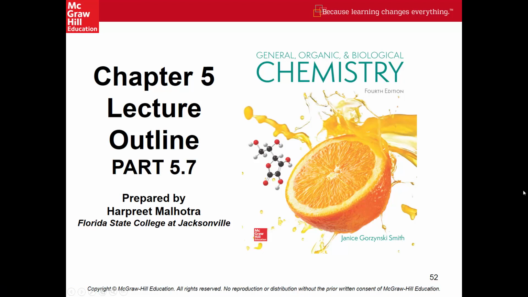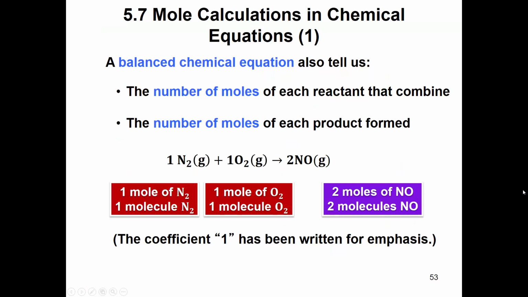Hi there. In part 5.7 we're going to be talking about using mole calculations in chemical equations. So in a balanced chemical equation we've been talking about that it tells us how many atoms or molecules that we have. It can also tell us how many moles of each reactant is going to form how many moles of product. And we use that by looking at the molar ratio, that is 1 mole of nitrogen, 1 mole of oxygen is going to produce 2 moles of nitrous oxide, and these are all gases.